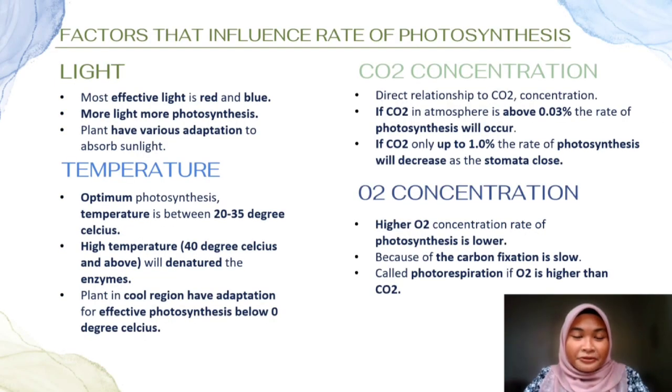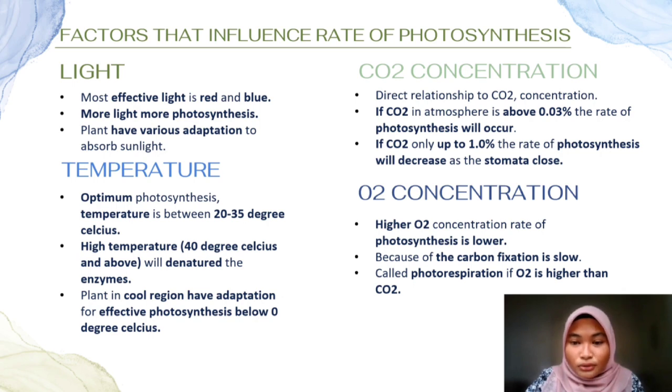There are 5 factors that influence the rate of photosynthesis. First, light. The most effective light is red and blue. The more light, the more photosynthesis can happen. Plants have various adaptations to absorb sunlight. Next is temperature. Optimum photosynthesis can happen at 20 to 35 degrees Celsius. High temperature, which is 40 degrees Celsius and above, will denature the enzyme. Plants in cool regions have adaptations for effective photosynthesis below 0 degrees Celsius.